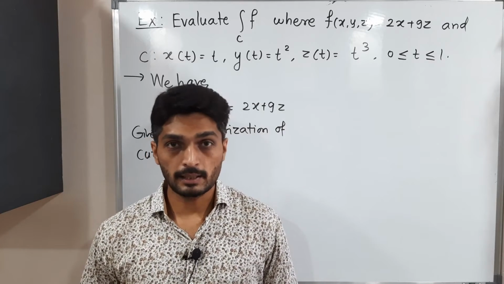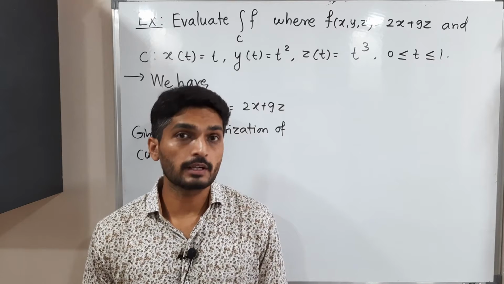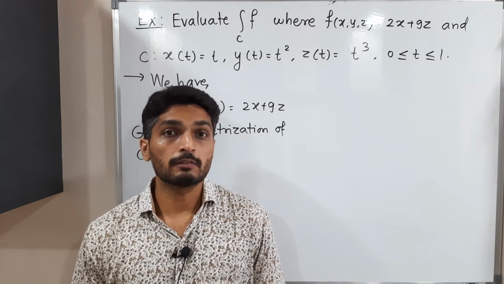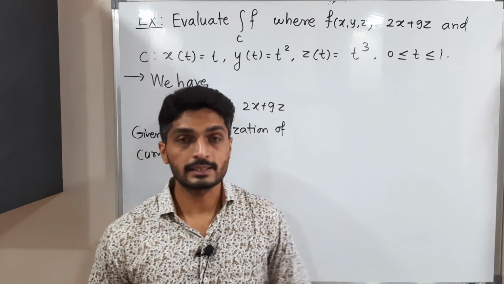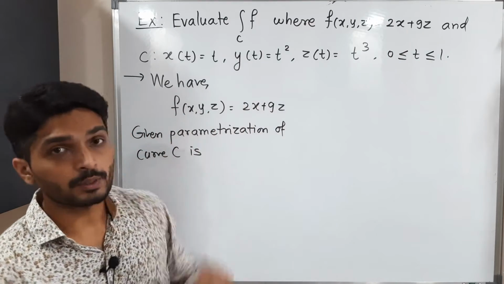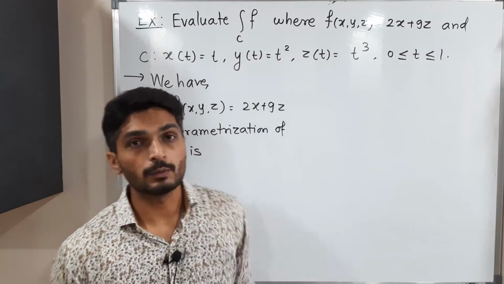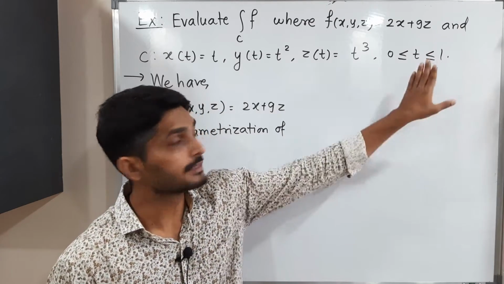Let us discuss this example. Here we have to find the value of the line integral of a scalar field f over a given curve C. They have mentioned the function f of x, y, z, which is defined as 2x plus 9z. They have mentioned a curve C, defined in this way: x of t is equal to t, y of t is equal to t square, and z of t is equal to t cube. They have also mentioned the limits of t. t varies from 0 to 1.